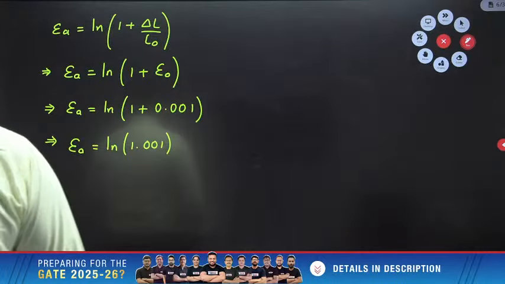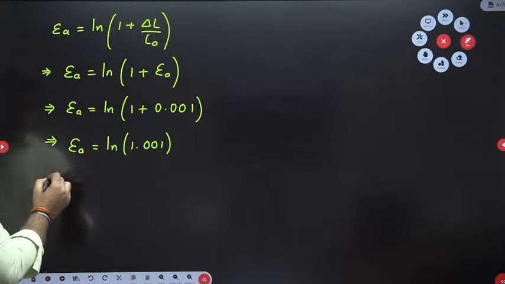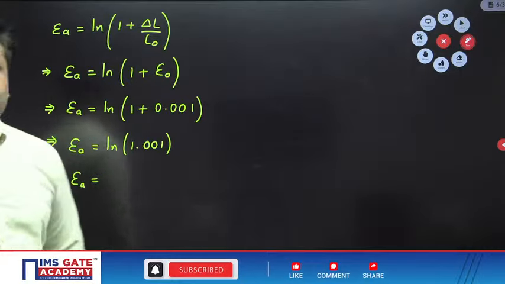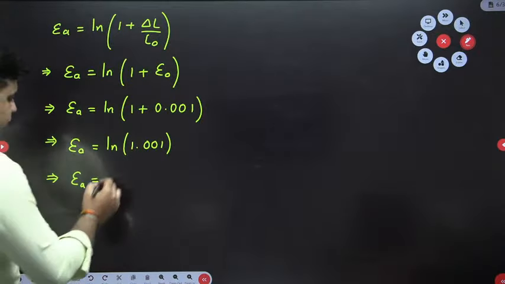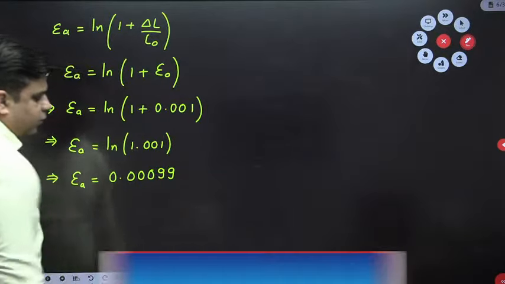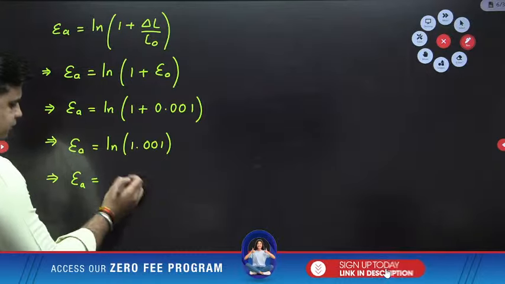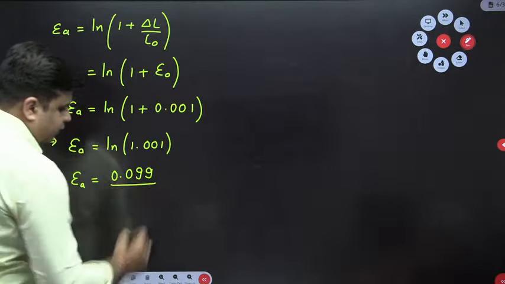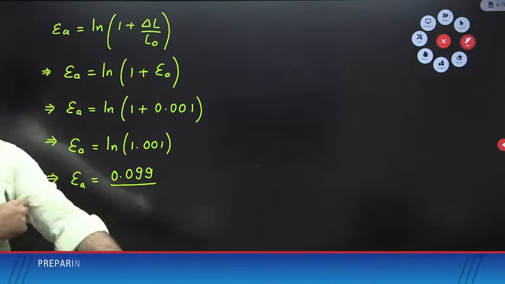So Saundarya is saying option C. All of you just quickly reply on this. What is this value? Actual strain is how much? Please quickly tell me this value. Is it 0.009, or 0.099? Is this the value? Just quickly tell me this.